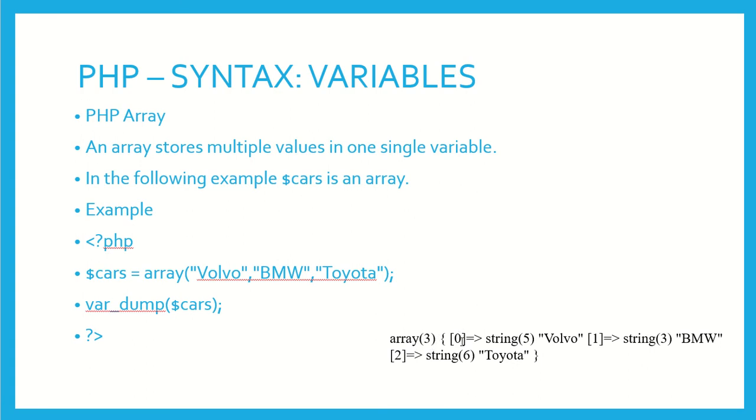On the first position, it is a string with a length of 5 and it is Volvo. Then at position 1, it is a string with a length of 3, which is BMW. And at position 2, you have a string with a length of 6, which is Toyota. So that is how you declare an array. You can use var_dump to find out the length of each individual element, what is the type of the array, and so on.